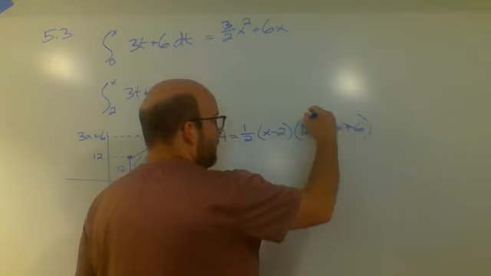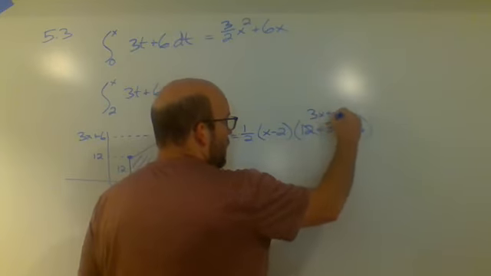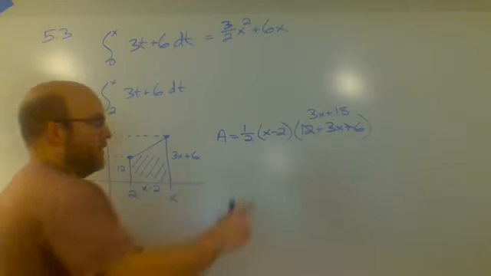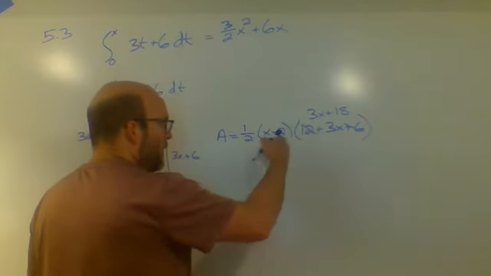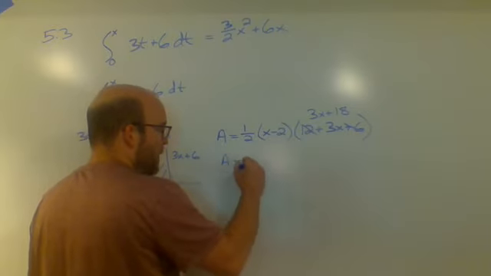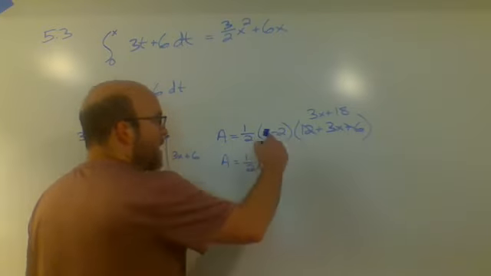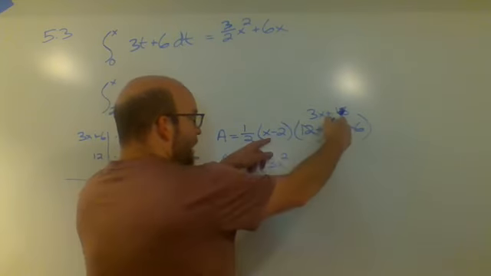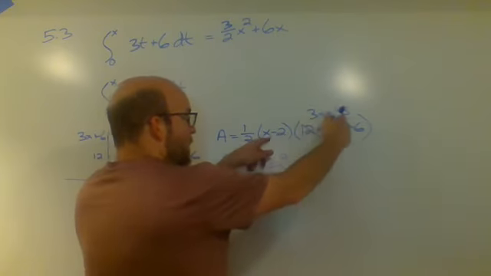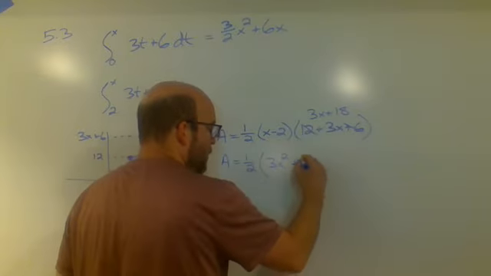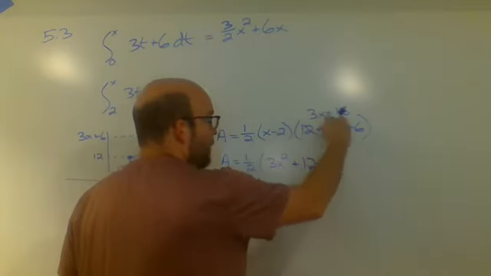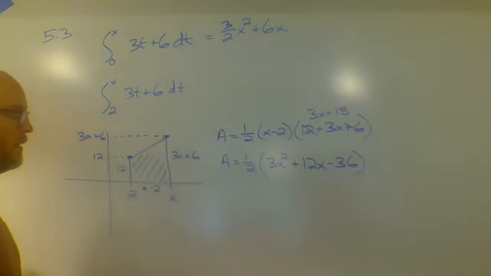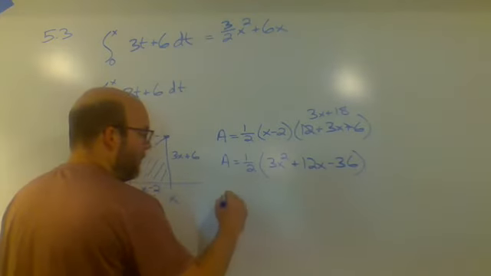The 12 and the 6 would combine to create a 3x plus 18. We are about to have to do a bunch of foiling, so there's different orders that you can do this in. Let's just leave the 1/2 out here for now. X times 3x is 3x squared. Then we're going to have an 18x minus 6x. 18 minus 6 is going to give you a 12x. And then negative 2 times 18 is negative 36.